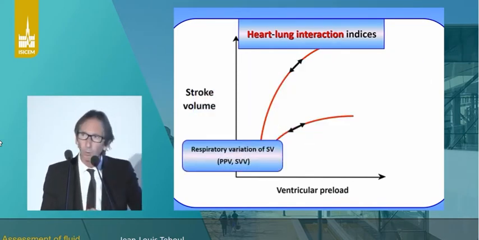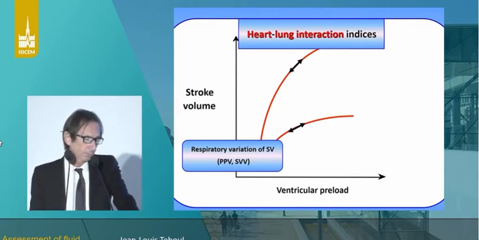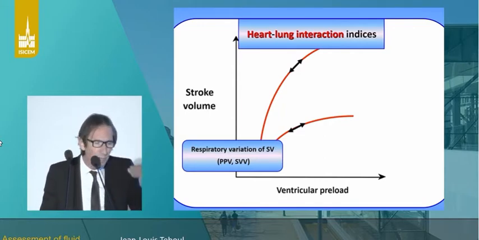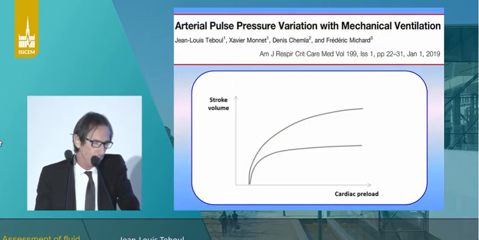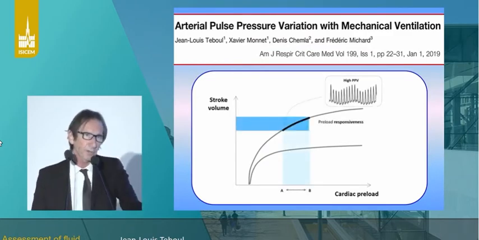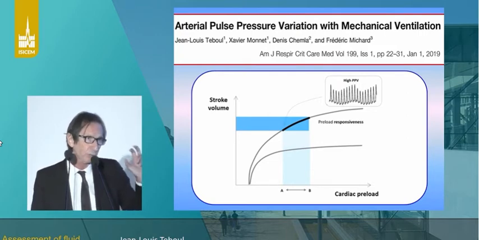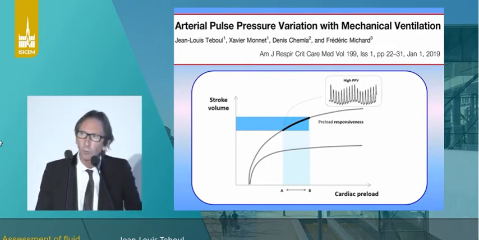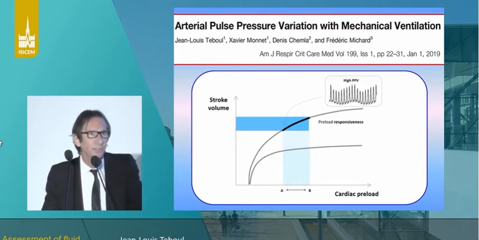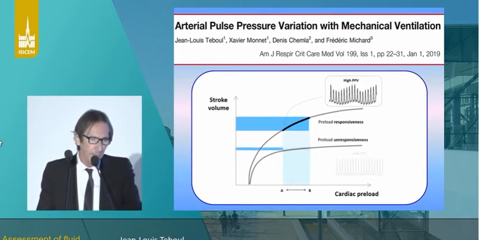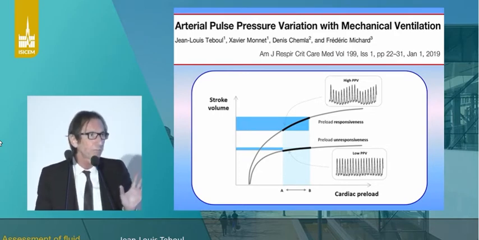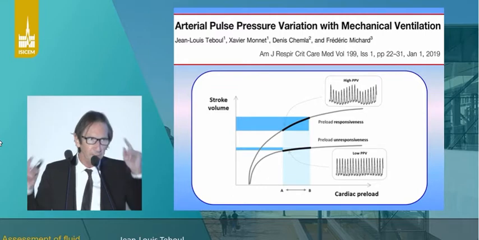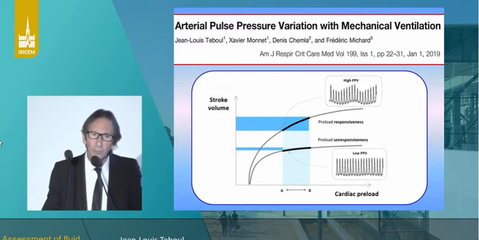The most popular one is the indices related to the respiratory variation of stroke volume, pulse pressure variation, or stroke volume variation. And just briefly, you know that pulse pressure variation is very popular. If you have a high PPV, high pulse pressure variation during mechanical ventilation, this is usually associated with fluid responsiveness. And the opposite is true. If you have a low PPV, please do not give fluid to your patient. If you have a high PPV, think about the opportunity or not to give a fluid.